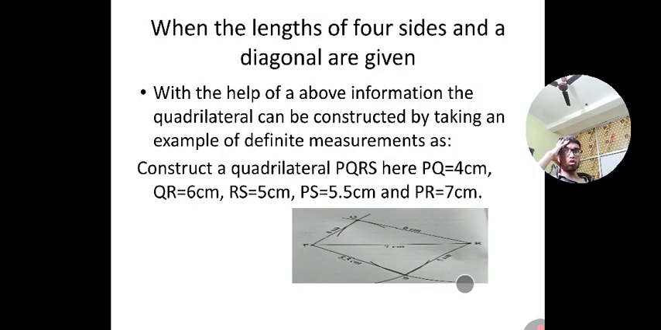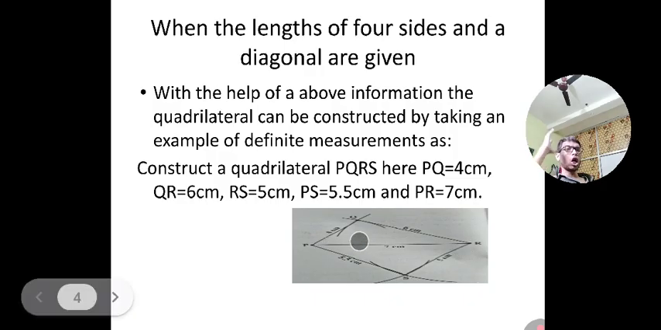When the lengths of four sides and a diagonal are given, we have four sides: 1, 2, 3, 4. With the help of the above information, the quadrilateral can be constructed by taking an example of definite measurements: construct a quadrilateral PQRS. How do we draw a figure of a quadrilateral?